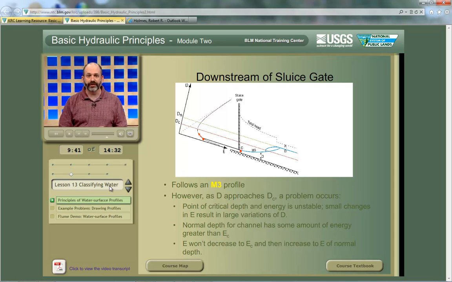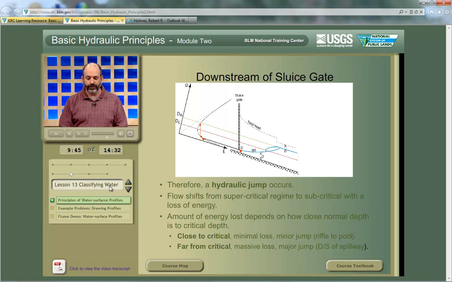And so what happens is we get a hydraulic jump, and the flow will shift from the supercritical flow regime to the subcritical flow regime with a loss of energy. Now, the amount of energy that will be lost depends on how close to normal depth the critical depth is, or how close to critical depth the normal depth is.